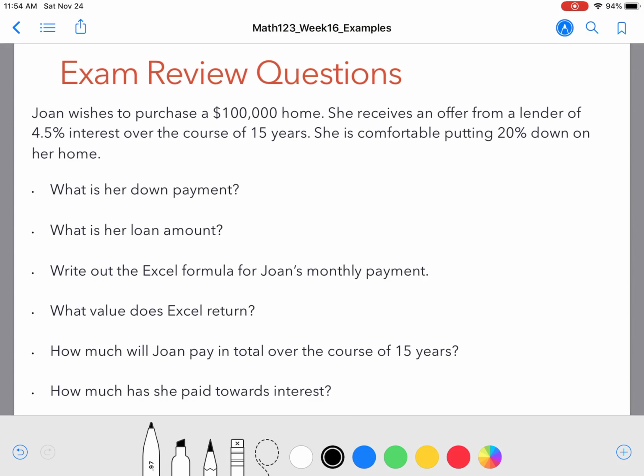Okay, so Joan wishes to purchase a $100,000 home. She receives an offer from a lender of 4.5% interest over the course of 15 years. She is comfortable putting 20% down on her home. What is her down payment?